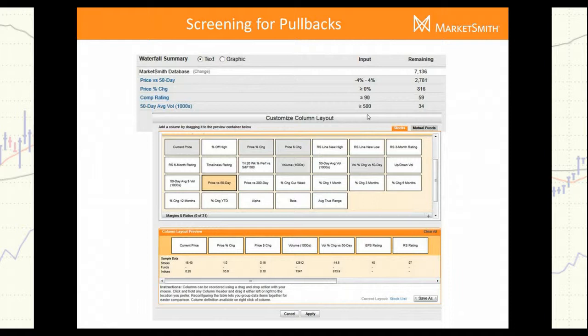Otherwise, what you could do is you can always customize your column layout. And so customizing your column layout is, let's say, for example, you had a list of leading stocks that you want to just add a criteria to, the 50-day moving average, or where the stock is versus the 50-day. Maybe it was the Growth 250 or the IBD 50 or whatever list of leaders that you had. You just wanted to see where those stocks were versus the 50-day moving average. You can just jump into the customized column layout. You go to the price versus the 50-day. You can just drag that down into your preview, click apply at the bottom, and it'll refresh the list, and then you can sort the list by closest to the 50-day moving average.